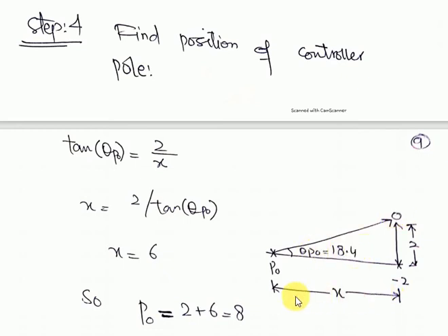We have this angle, we have this magnitude, we want to know this distance so that we know where our p naught lies. So tan theta is equal to perpendicular, which is 2, over base, which is x. So x is equal to 2 by tan theta p naught, and theta p naught is 18.4 degrees. So x is equal to 6. Now the pole's position is 2 plus 6.